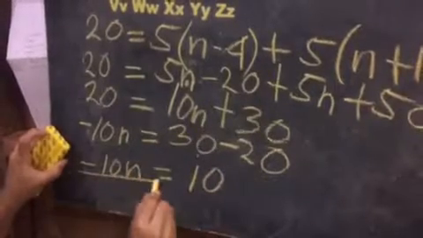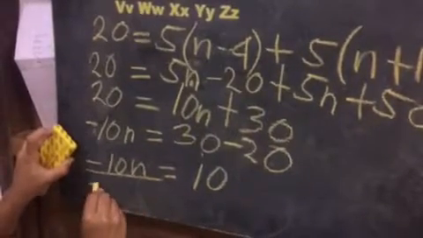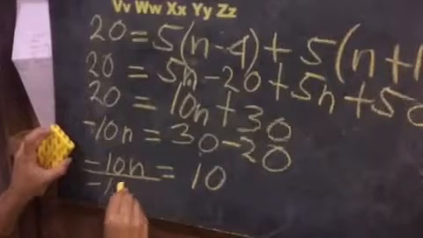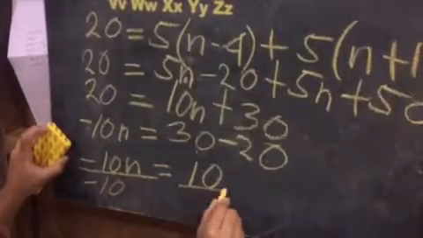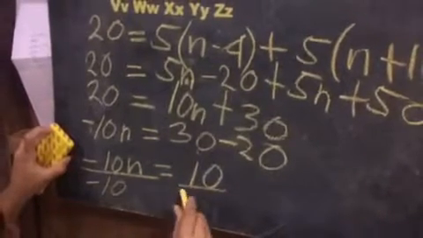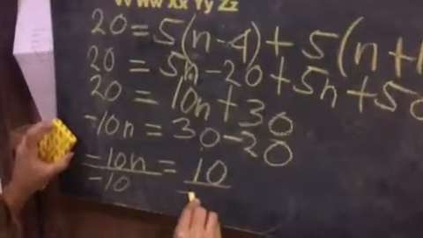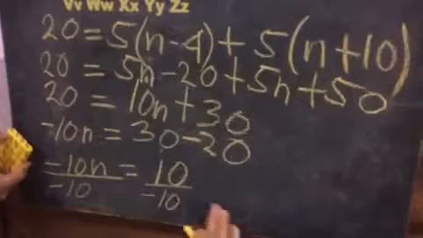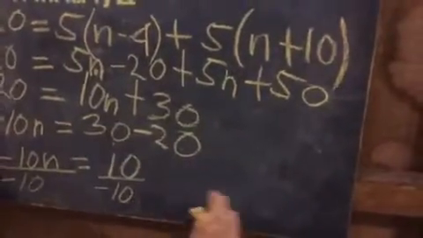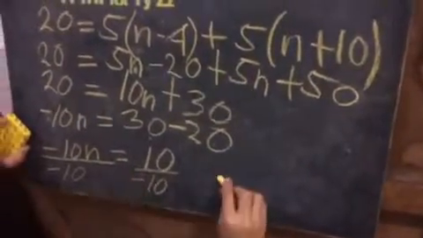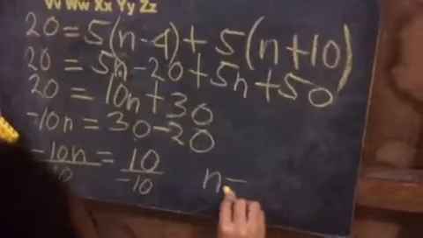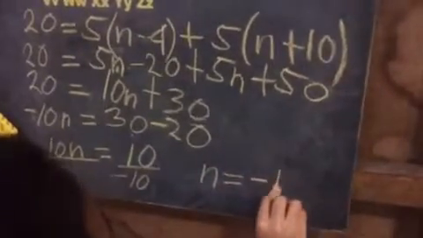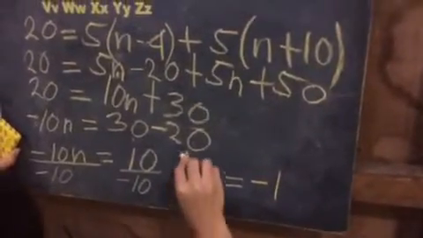So in order to get the value of n, we will divide both sides by 10. Therefore, our n now is equal to 1.